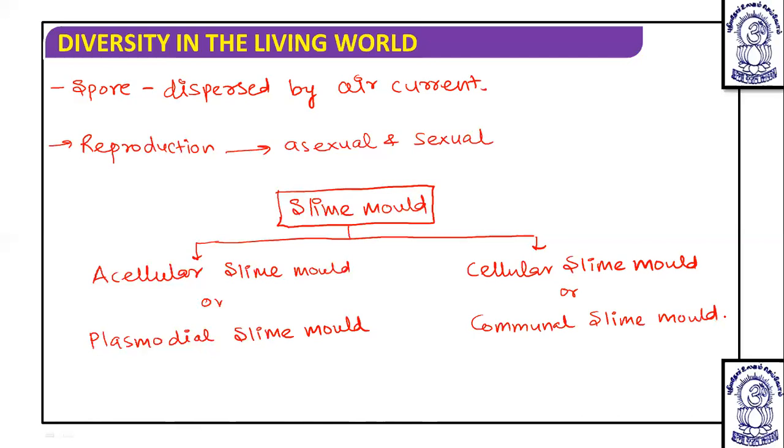So, when we talk about acellular and cellular slime mold, how these two types are classified and what they mean, we will talk about acellular and cellular one by one. We will also study why acellular are named plasmodium and why cellular are known as communal slime mold. That we are going to study in the next slide.